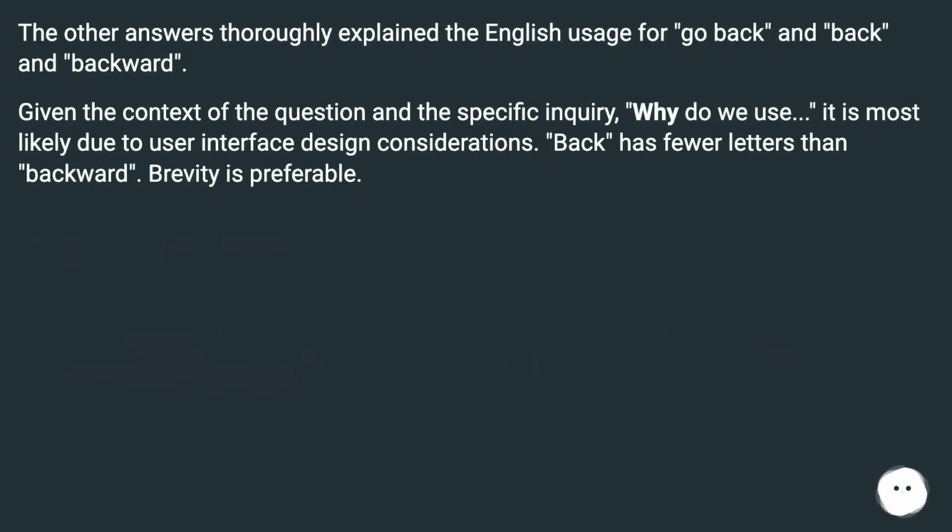The other answers thoroughly explain the English usage for go back and backward. Given the context of the question and the specific inquiry, why do we use it? It is most likely due to user interface design considerations. Back has fewer letters than backward. Brevity is preferable.